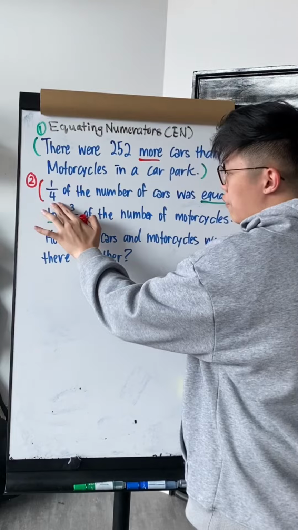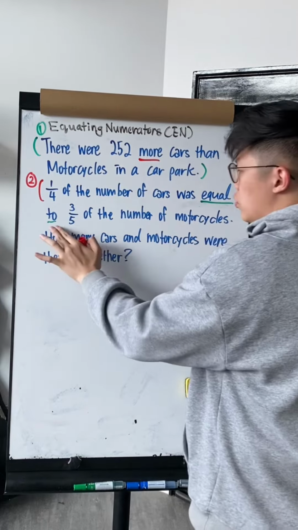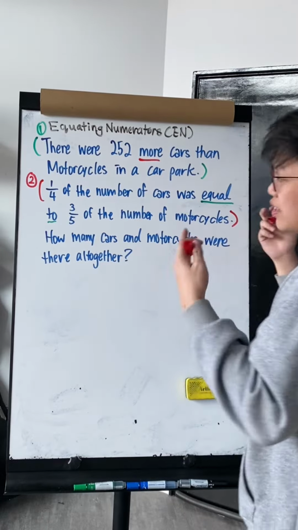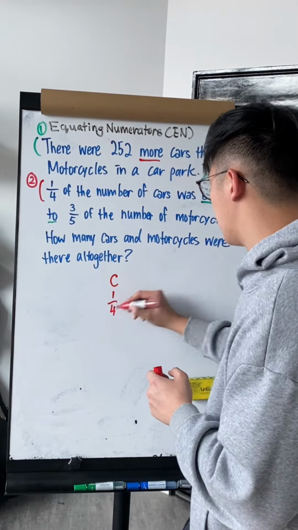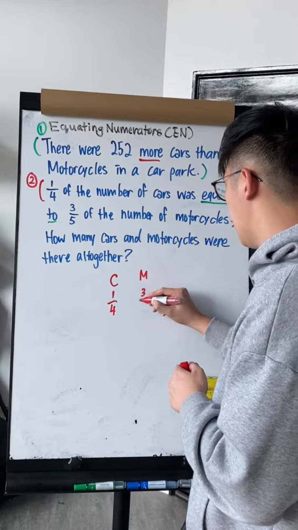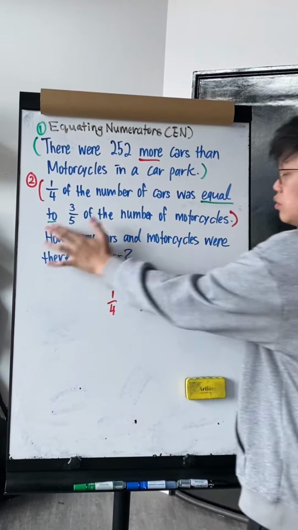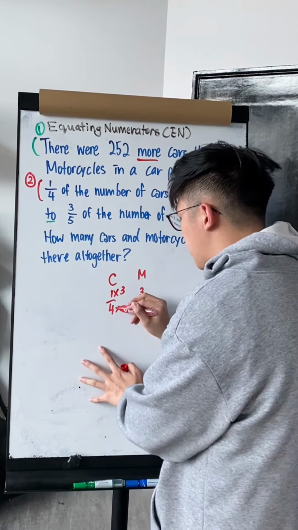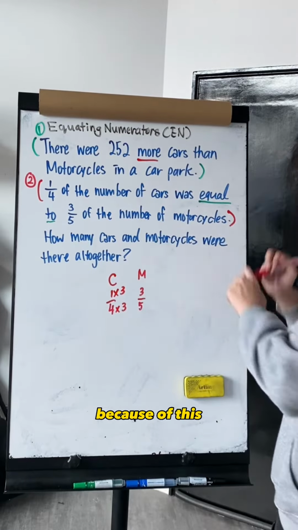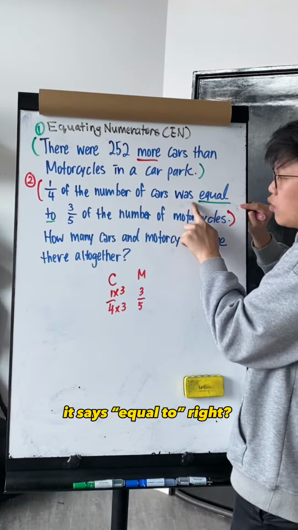Sentence number 2 says 1/4 of the number of cars was equal to 3/5 of the number of motorcycles. Now, what does that mean? You first have to write down that cars is equal to 1/4, and for motorcycles, it is 3/5. Because they say equal to, it means that the numerators have to be the same. So what you want to do is to make the numerators the same. Why is it that the numerators have to be the same? Because of this sentence too. It says that equal to, right?